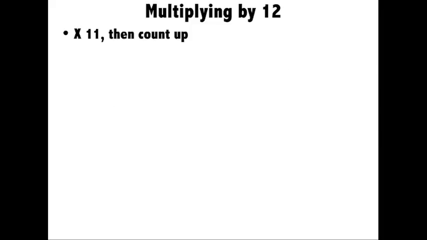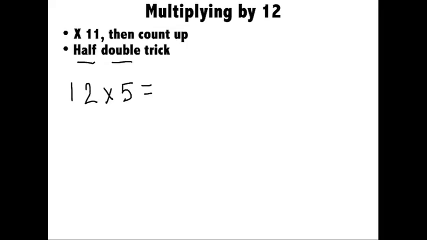The next trick I'd like to show you, I call the half double trick. The half double trick can only be used on even numbers, and in this case, 12 is our even number. Let's do an example of 12 times 5. If I don't know 12 times 5, because I don't know my 12s, I could cut the 12 in half and make it a 6. This is the half part of my trick.